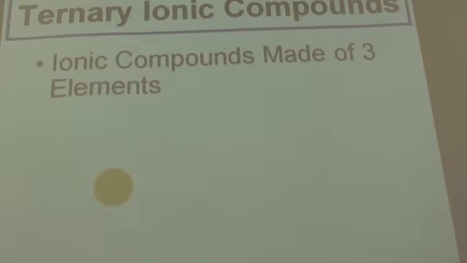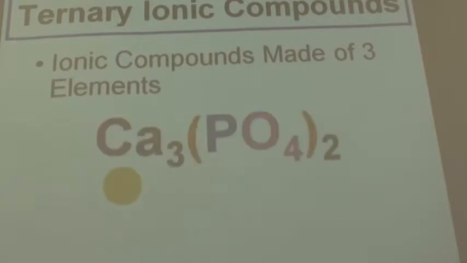This leads us to the next topic, the ternary ionic compound. A ternary ionic compound is simply an ionic compound that is made up of 3 elements. Here are our 3 elements. We have calcium, phosphorus, and oxygen. Calcium is the first element, phosphorus is the second element, and oxygen is the third element. So I have an ionic compound made of 3 different elements.